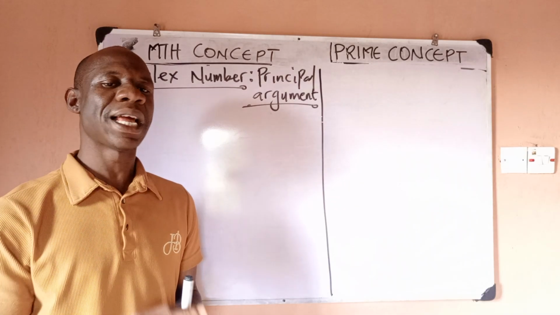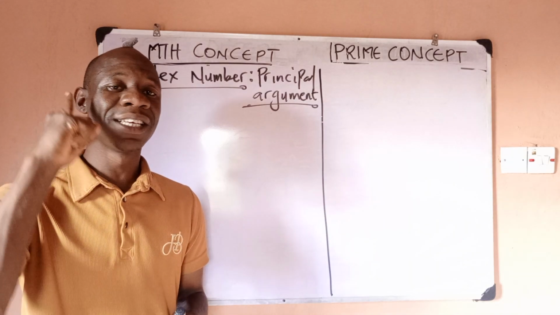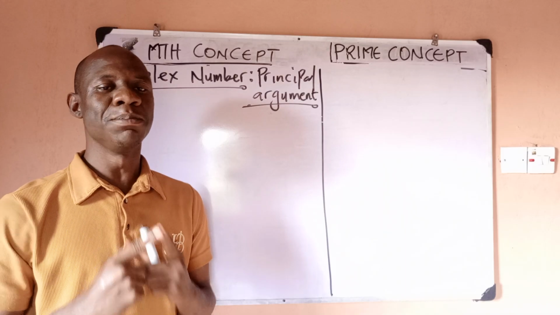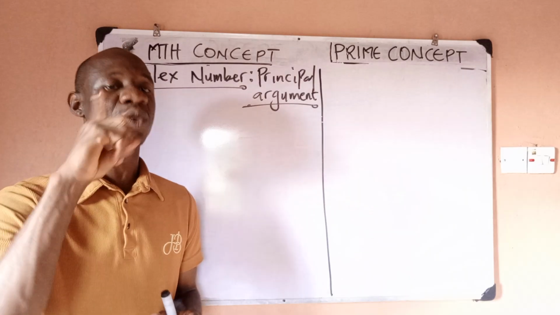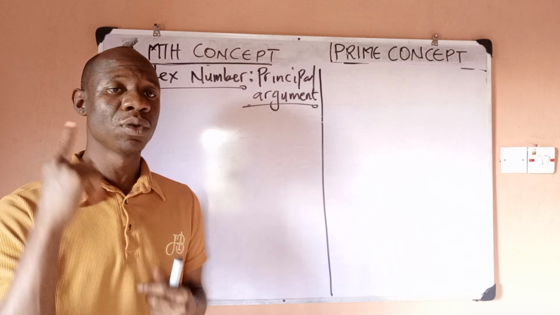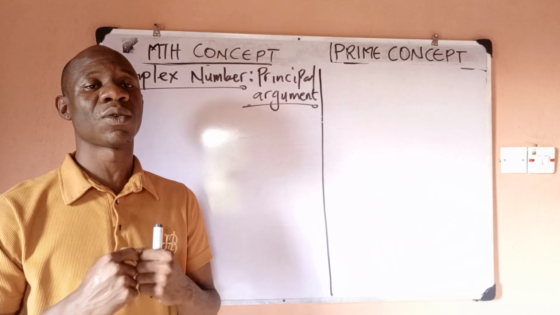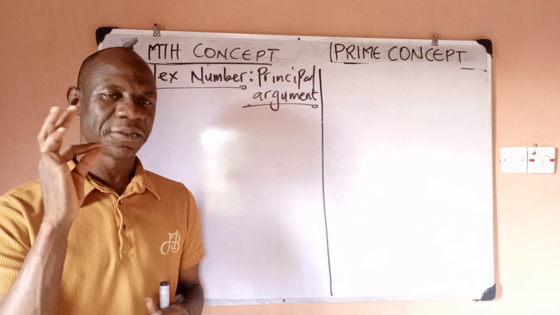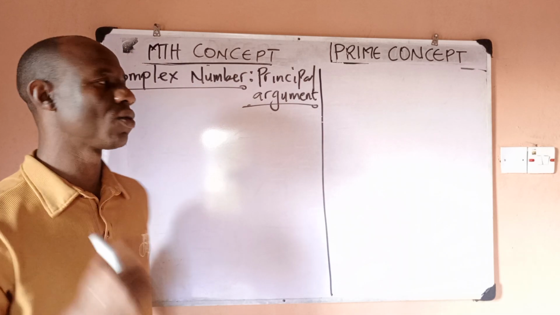But the principal argument is a unique angle. So it means that the principal argument can only be one. You can't have two principal arguments for one particular complex number. That is why it is very special and important to consider.